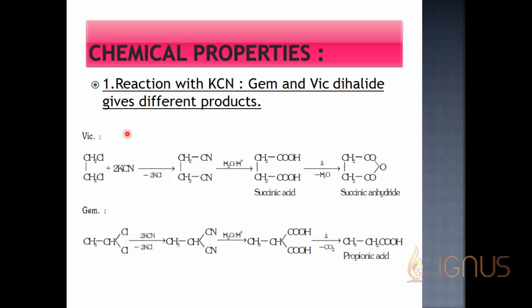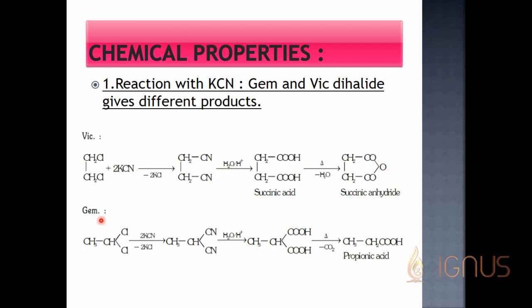Chemical properties. Reaction with the cyanide ion. Here they are given reactions for both geminal and vicinal. When we treat vicinal dihalides with the cyanide, we will be getting a cyano compound. We know that when we hydrolyze the cyano compound, we will be getting acids. When I hydrolyze this, you will be getting diacids. And when we heat these diacids, you will be getting anhydrides. This is a very important reaction, the formation of succinic anhydride.